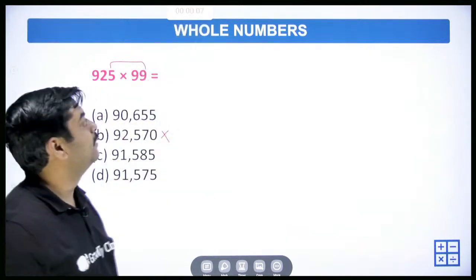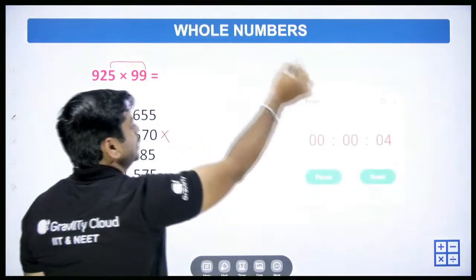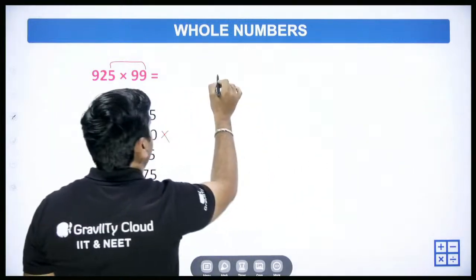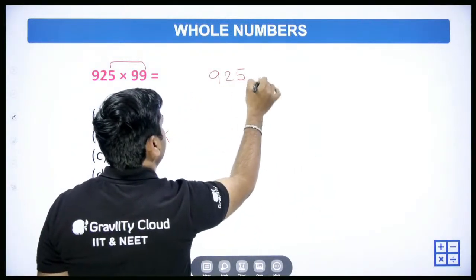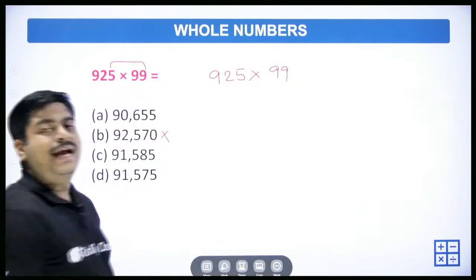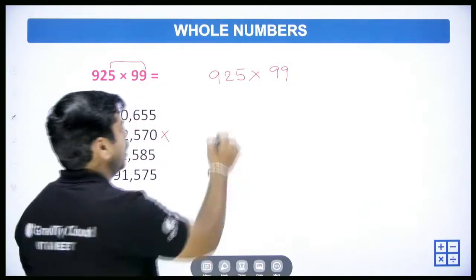Right, so we're almost done with the time. So let's see how to solve this question very easily. Instead of multiplying 925 with 99, we write 99 as 100 minus 1.